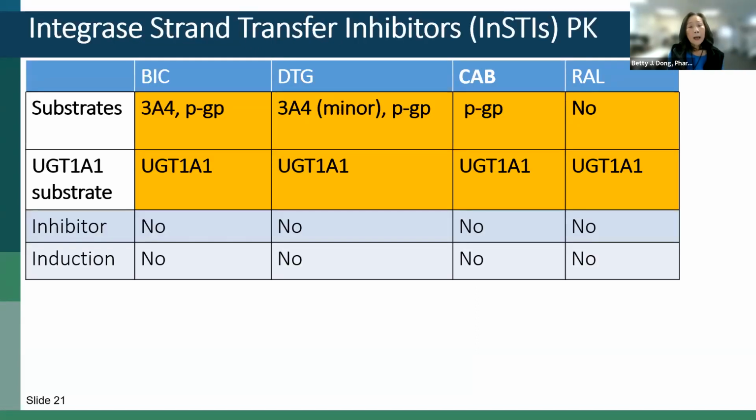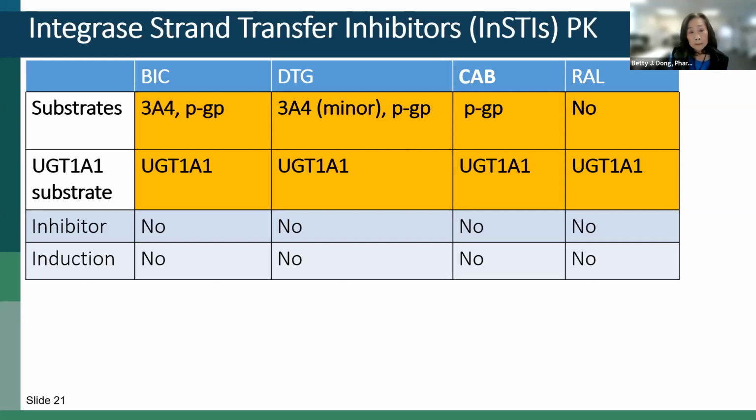So how do these TB drugs interact with our antiretroviral agents? I put together some charts here, and what you can see is that bictegravir, dolutegravir, CAB, and raltegravir are all UGT1A1 substrates. So anything that induces these will lower the levels of the integrase strand inhibitor concentrations and lead to potential virologic failure and potential drug resistance.